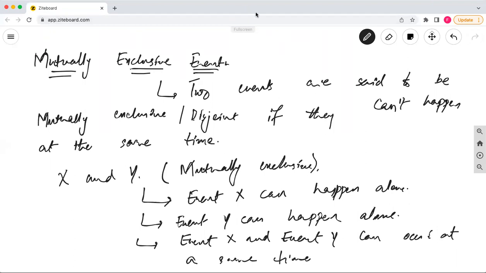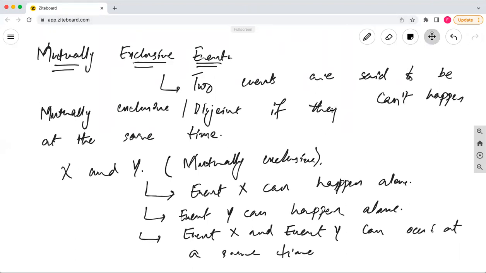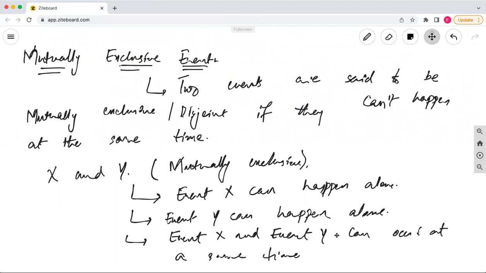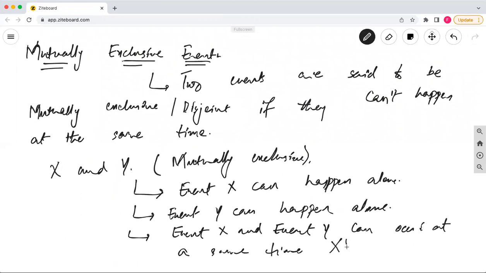Anyone? I already said that events X and Y are mutually exclusive. Now I'm asking, can I have both of these occurring at the same time? No. That is not possible, because by definition, what is a mutually exclusive event? That they can't happen at the same time, right? So if I consider two events as mutually exclusive, I can say that event 1 can occur alone. Okay, perfect. Event 2 can occur alone. But I can't say that both of these can occur at the same time.